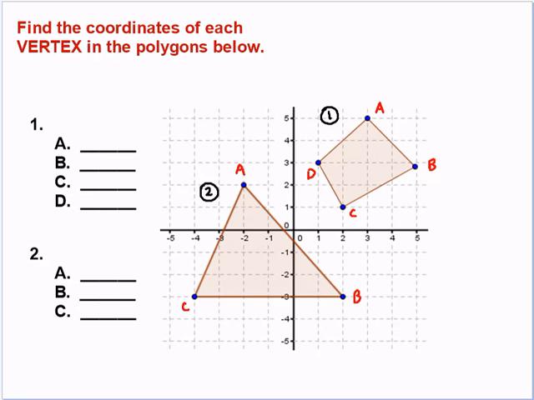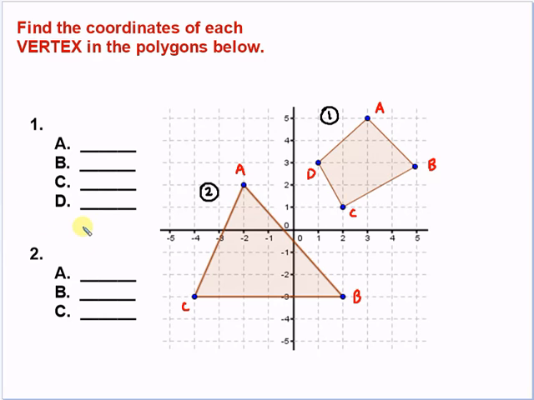Up to this point, we've been looking mainly at points plotted on the coordinate system. Let's take a look at how we would work with some geometric figures on the coordinate system. Geometric figures are, of course, just a series of points plotted and connected by lines. So let's take a second and find the coordinates of each vertex in the polygons below.